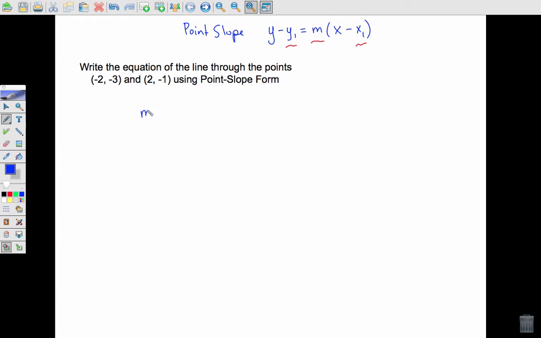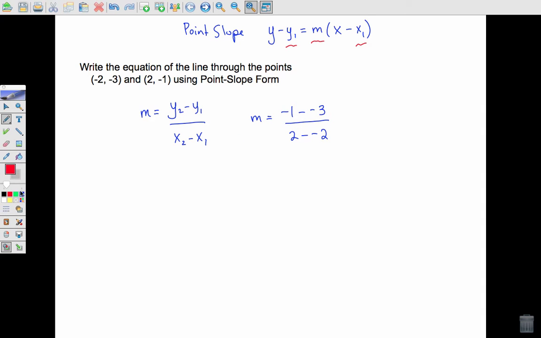The first step is always to find the slope, okay, which is the difference in the y values over the difference in the x values. So in our case, I have -1 minus -3 and 2 minus -2. So it doesn't matter what order you go in as long as you keep the same order. So if I have this y value minus this y value, then I want to do the same for the x's, this x value minus this x value.